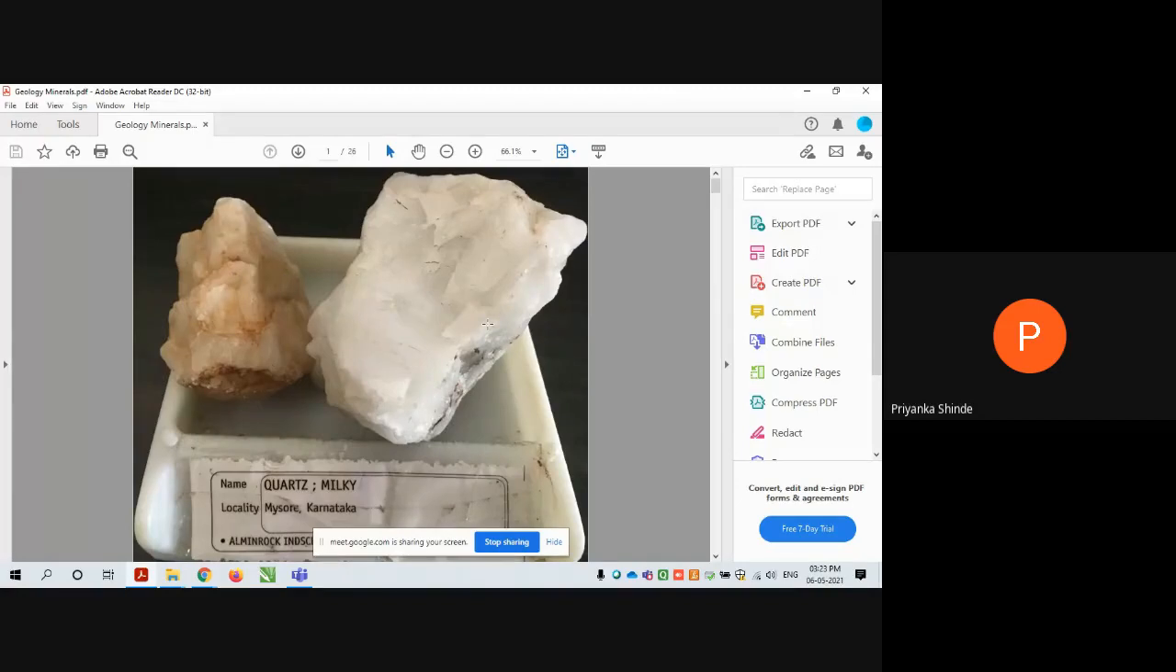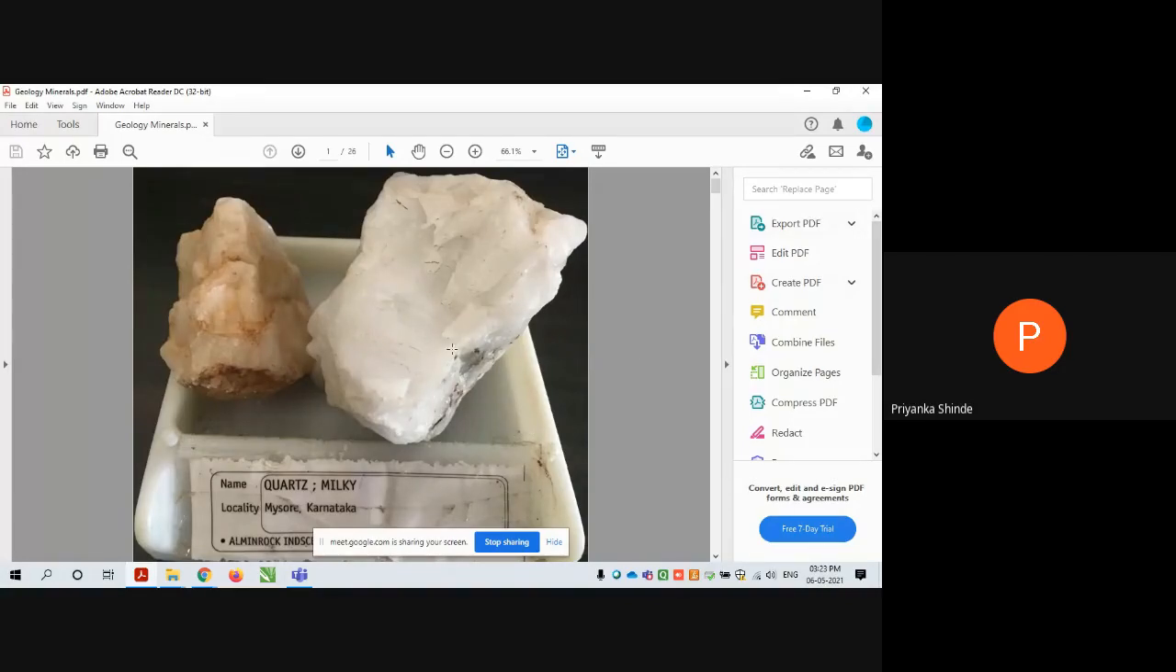Then a few more properties are form, chemical composition, crystal system, occurrence and uses. So all these properties we are going to discuss today. I'll start with the quartz group of minerals. Here the common properties we'll see first. I'll show you all the quartz varieties.